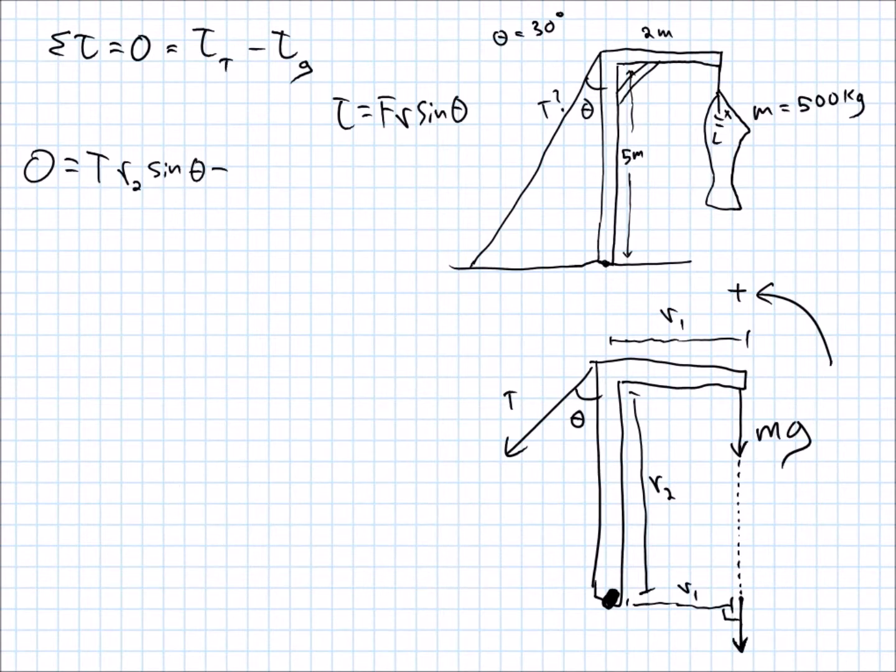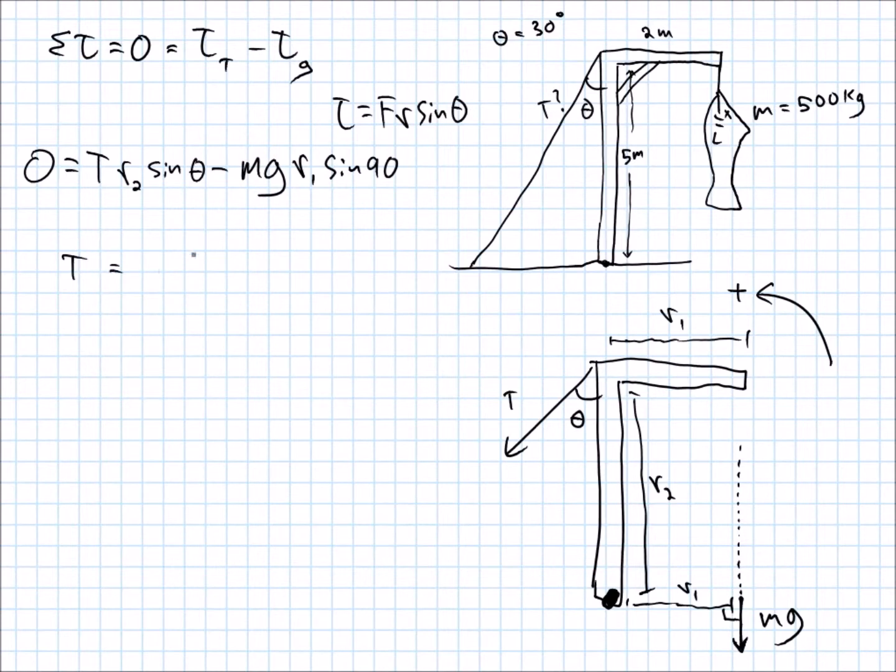So what I've done is moved mg to down here, which is fine. So now if you look at it, the angle between mg and r1 is 90. So the torque due to gravity is the force, mg, times the distance to the pivot point, which is r1, times the sine of 90. Okay, and so I know r2, I know theta, I know m, I know r1. So T is our only unknown, and we can solve for that.